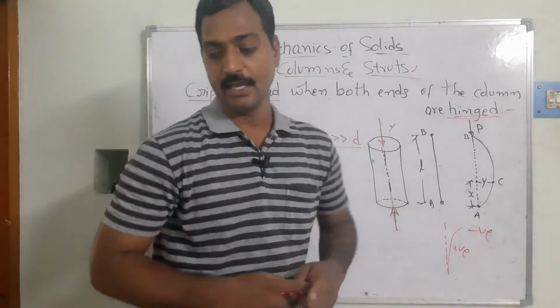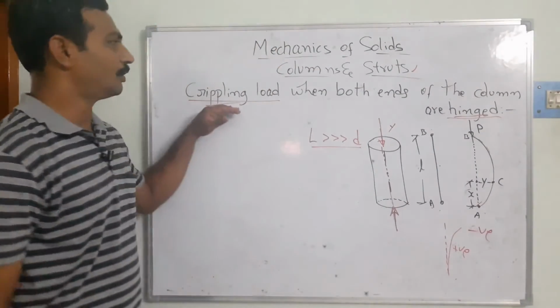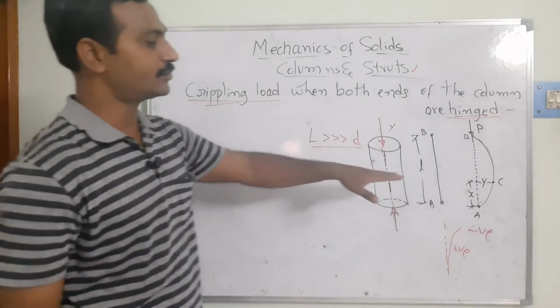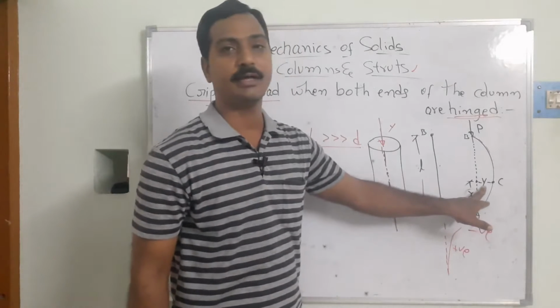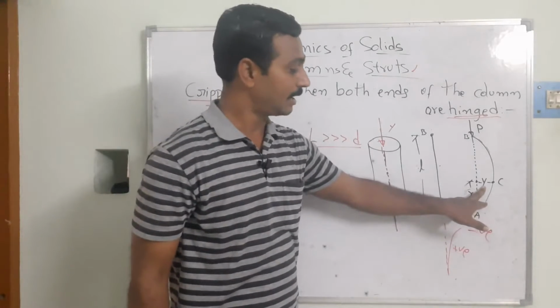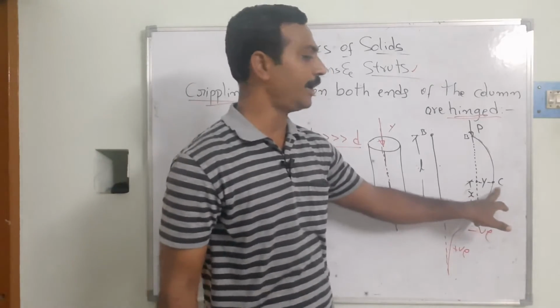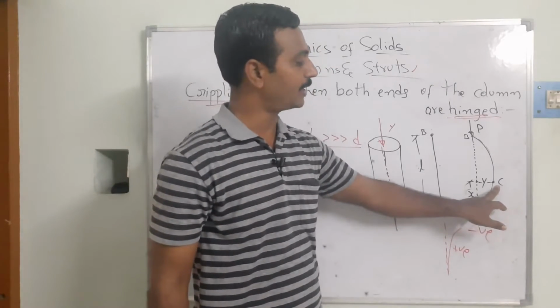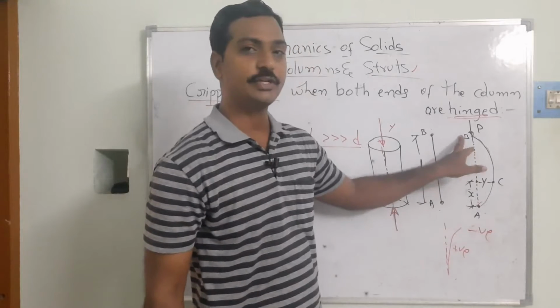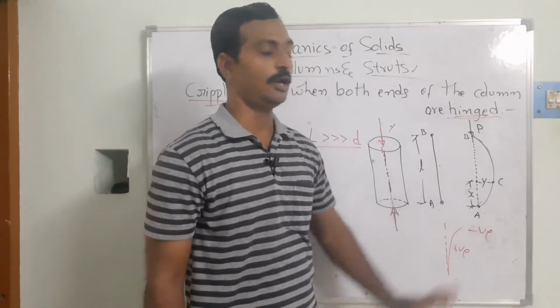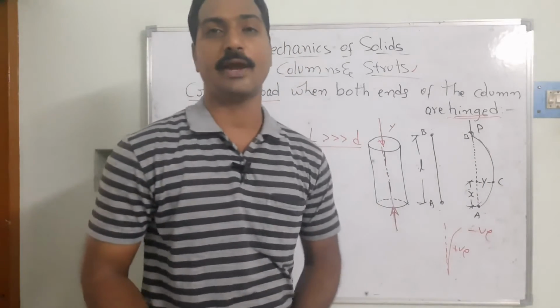So now we need to determine how much load it can carry before it fails. Can you see y is the deflection of the column, and it is located at a distance of x, because I have taken a point on the column, that's the point C, and A and B are hinged and P is the load acting. Then how are we going to find this?